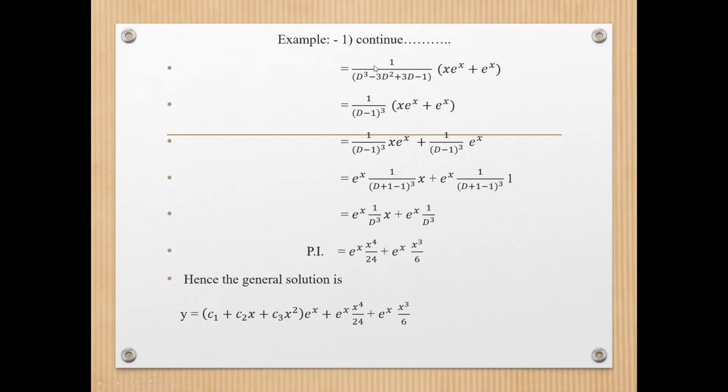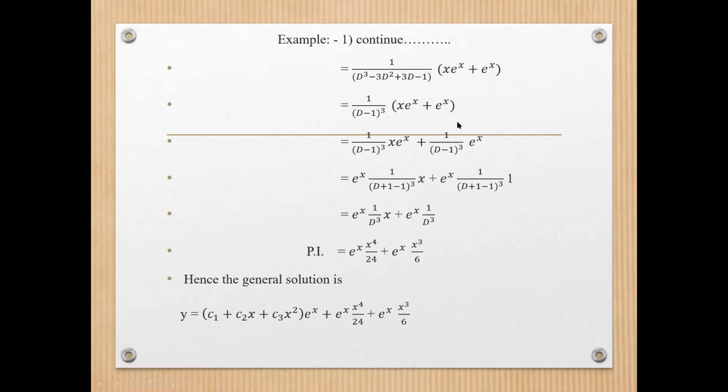Instead of this denominator, we can write it as d minus 1 cube, because this equation has 3 roots 1, 1, 1. So this root has 3 factors d minus 1, d minus 1, d minus 1. So instead of this denominator, we can easily write d minus 1 cube into the right hand side, x e raised to x plus e raised to x. Now give a separate denominator to each term. We will get 1 upon d minus 1 cube x into e raised to x plus 1 upon d minus 1 cube e raised to x.